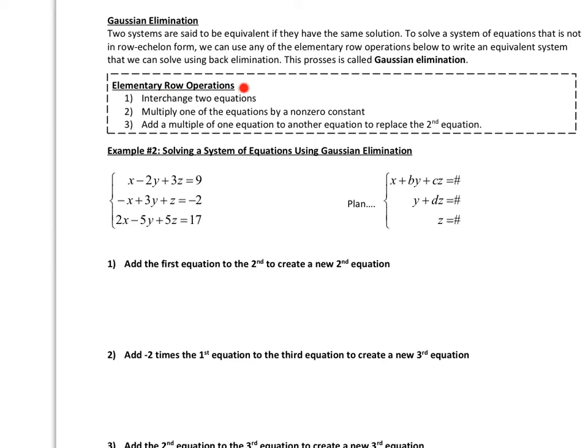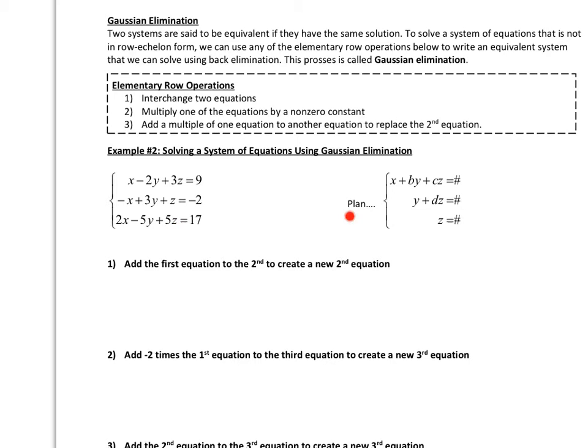So the elementary row operations are: you can interchange two rows, you can multiply one of the equations by a non-zero constant, and you can add a multiple of one of the equations to another equation to replace that second equation. So the whole point of all of this is normally I would give you a system of equations that looks like this. And I would say solve for x, y, and z. And you'd go through a whole big process of eliminating x's in both equations, and then eliminating y's and then finding the z or what have you.